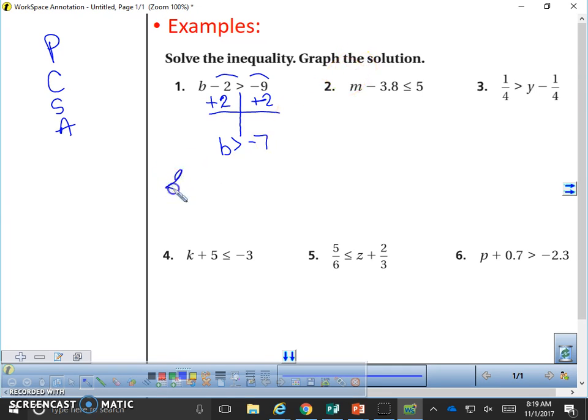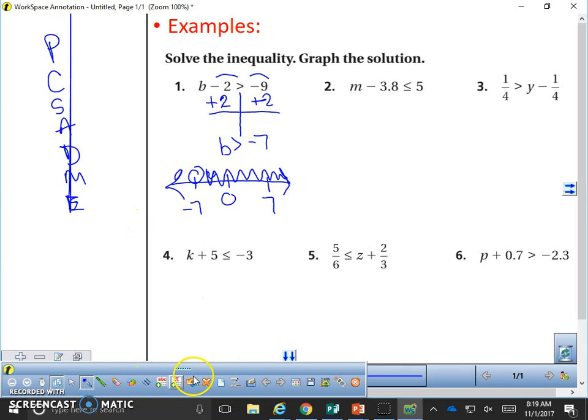Now we got to graph it. You always graph, unless the directions say otherwise, for inequalities. I want to see 0. I want to see negative 7, and I want to see the opposite of negative 7, positive 7. Open or closed circle, it's open at negative 7, and b is bigger, so shade the bigger numbers. I didn't finish off the PEMDAS because there was no multiplication or division to undo.